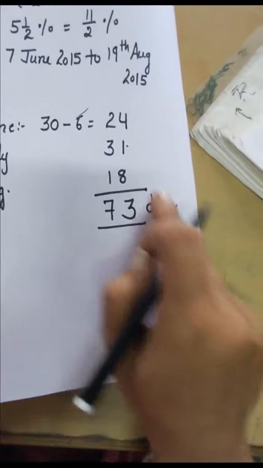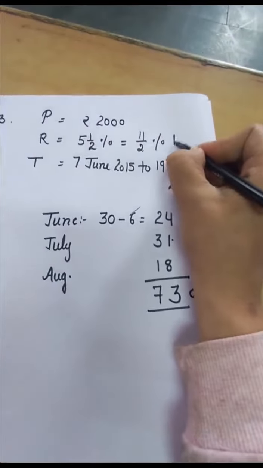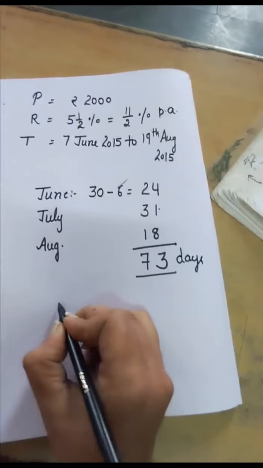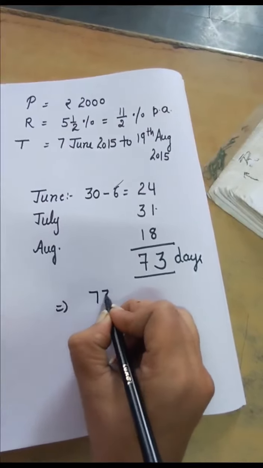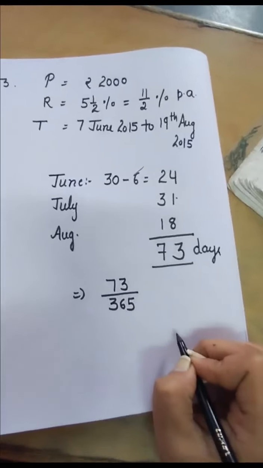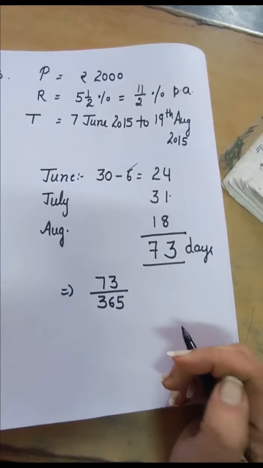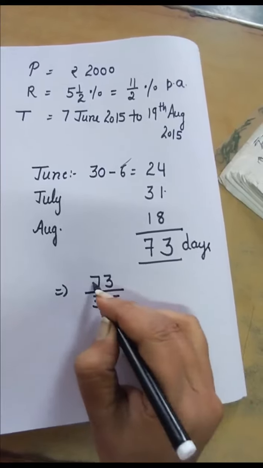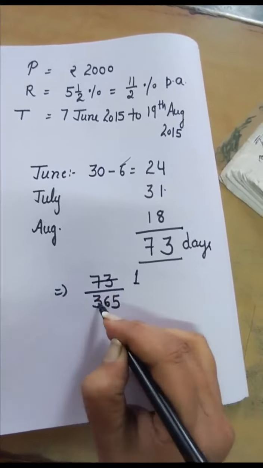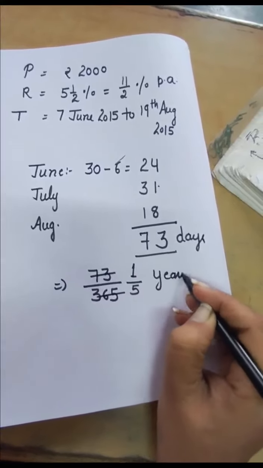Now we have to convert into years, because the bank pays interest always yearly. So that means we have to divide 73 by 365, because the total number of days in a year is 365. So let us convert into the lowest form. So that is 1/5 years.